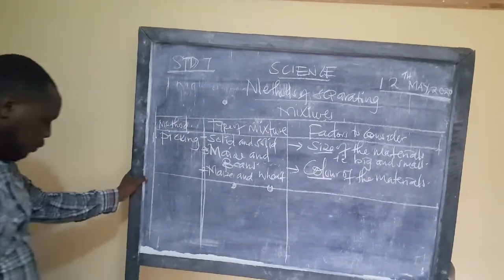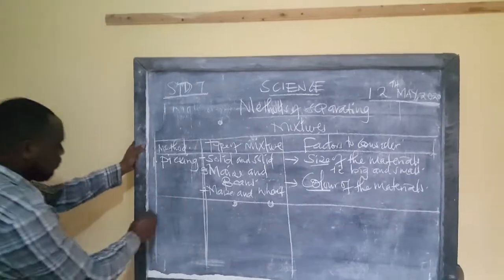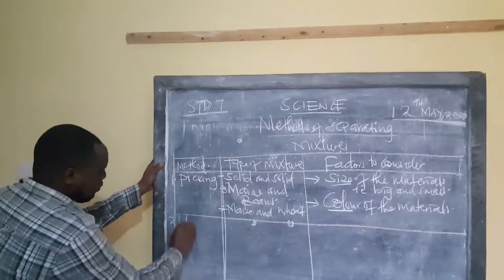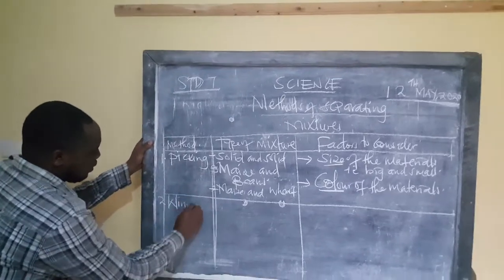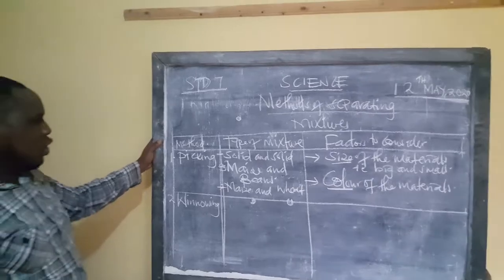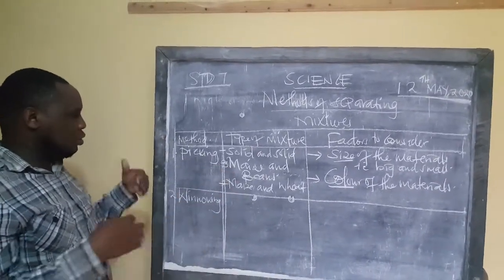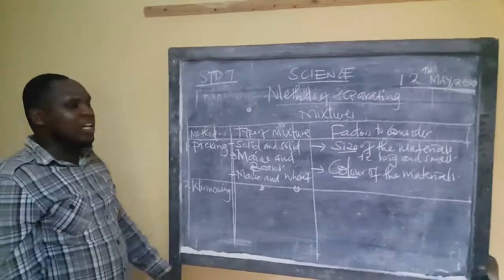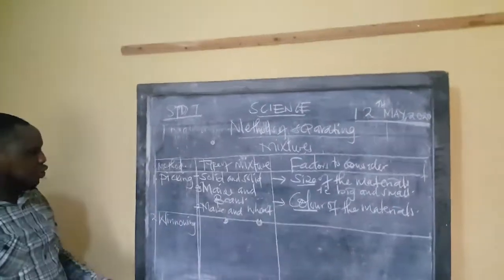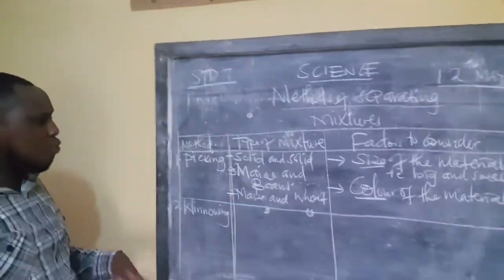Number 2 method, so we put a line there. Number 2 method, we have winnowing. All of us know winnowing. You are going to have a big plate that you have mixed some solids in, and then you start throwing them up and down to ensure that the lighter ones move away.